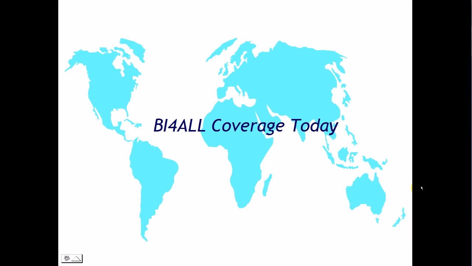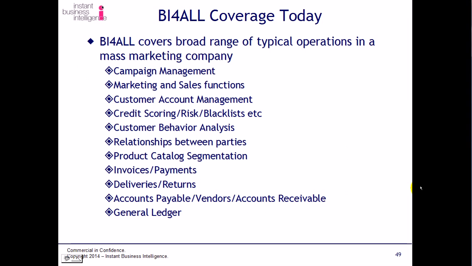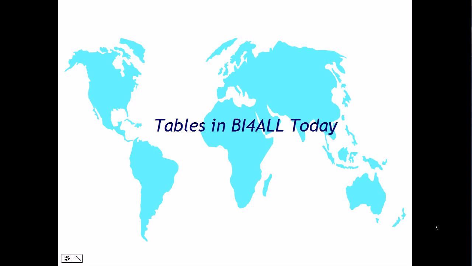So what's BI4ALL coverage today? We could list a lot of things on here over and above what we have. So the simple things to list are campaign management, marketing, sales, customer credit scoring, customer behavior analysis, relationships, product catalog segmentation, invoices, payments, deliveries, returns, accounts payables, vendors, accounts receivable, general ledger, a bit of HR, a bit of credit risk, customer saves. We'll go through all those as we go through the presentation. So the coverage in BI4ALL itself is extremely broad, and we're about to go through that.